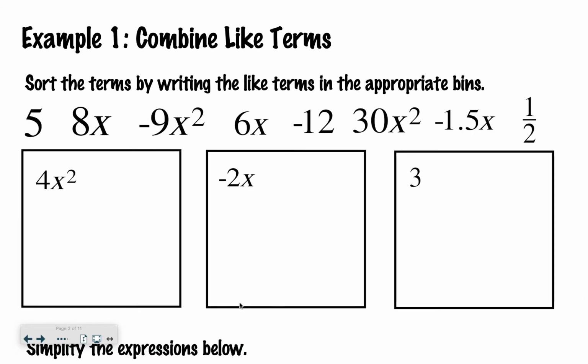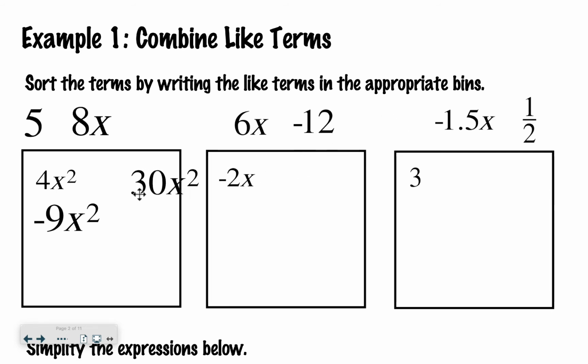All right, so let's practice sorting terms by writing the like terms in the appropriate bins. Okay, so you can see here I have 4x squared, so that means I'm looking for anything with an x squared to put in this bin. So 5 doesn't have an x squared, 8x doesn't. The negative 9x squared would match, so I'd put that in the box. This one doesn't have an x squared. This has an x squared, so that would go in the box. And that would be it.